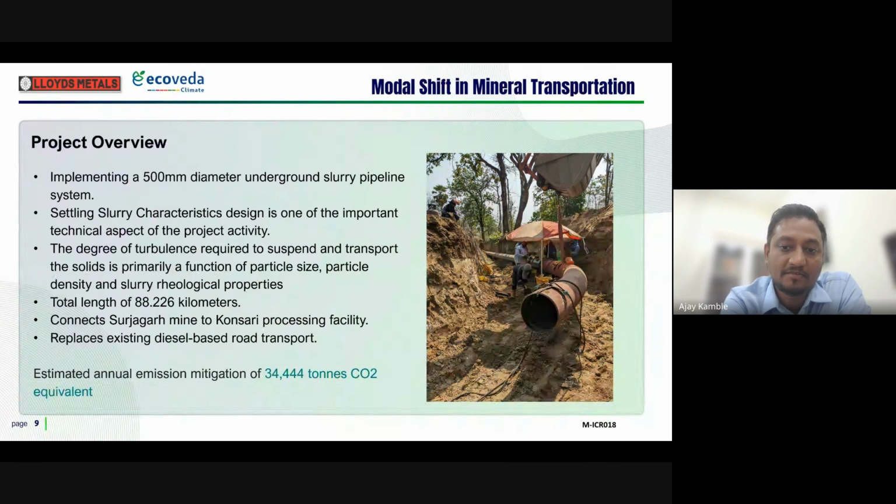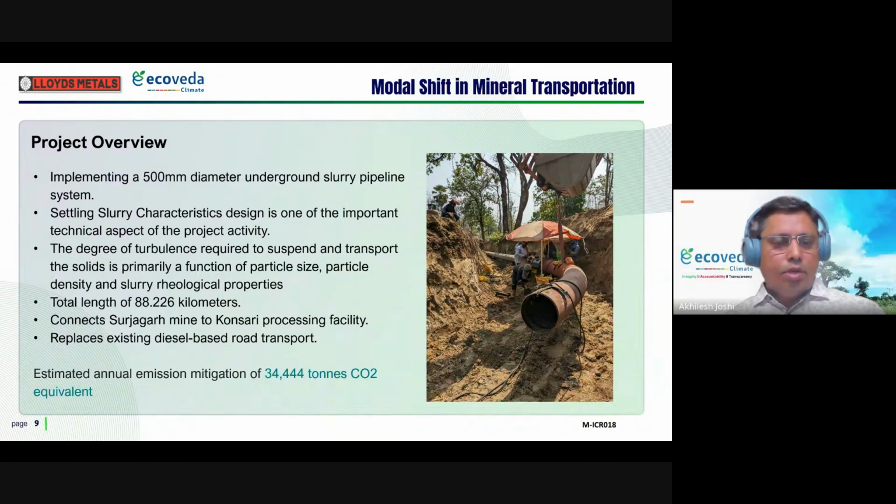And as mentioned by Akhilesh, we estimate around 34 to 35,000 tons of CO2 savings per annum. Once we integrate it with renewable energy, it can go up. Yes, Akhilesh, thank you. So thank you, that is the brief overview of the project activity. And then over to you, Gurpandu.